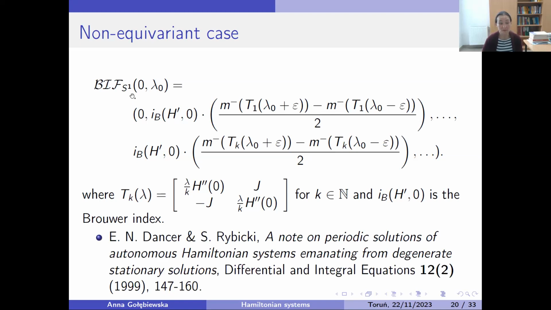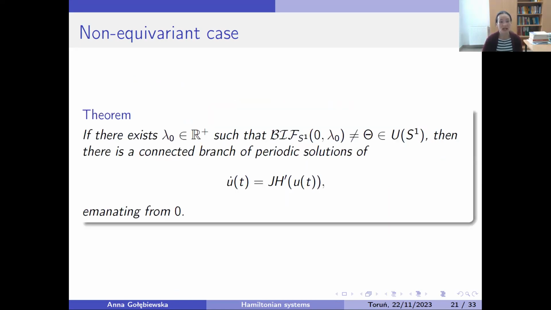And this bifurcation index also coincides with the index defined by Dancer and Rybicki in this paper. So with different methods, they also obtained a very similar bifurcation index. And they have proved that for such a bifurcation index, if it is not 0, then we obtain the connected branch of periodic solutions of our Hamiltonian system emanating from 0.